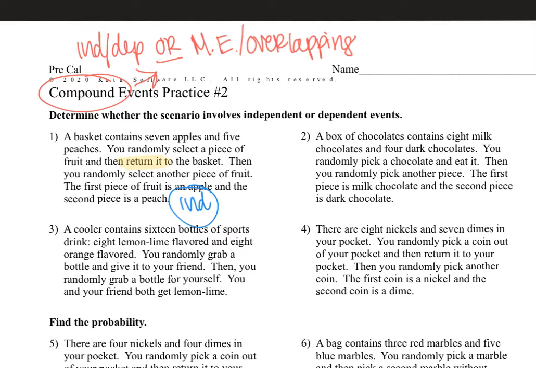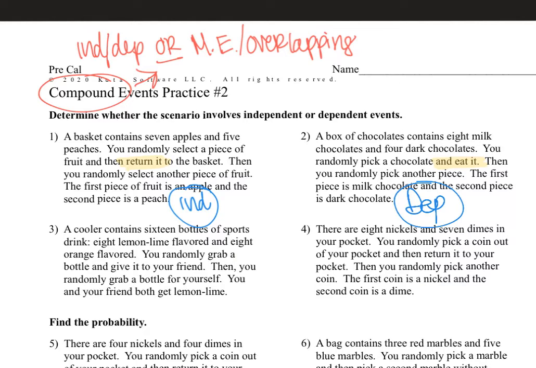Number 2, a box of chocolate contains 8 milk chocolates and 4 dark chocolates. You randomly pick a chocolate and eat it. Then you randomly pick another piece. The first piece of chocolate is milk and the second piece is dark. So, key phrase here is that you ate it. If you ate something, can you return it? No, because you're not going to throw up the chocolate back, okay? So when you eat a piece of chocolate, it's gone. You're not going to return it back to its place and then pick another one, okay? So because I ate the chocolate, it is dependent.